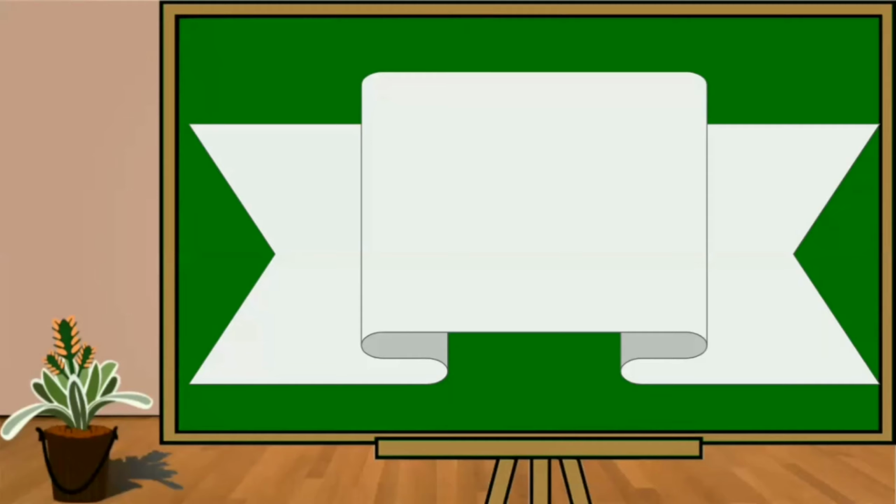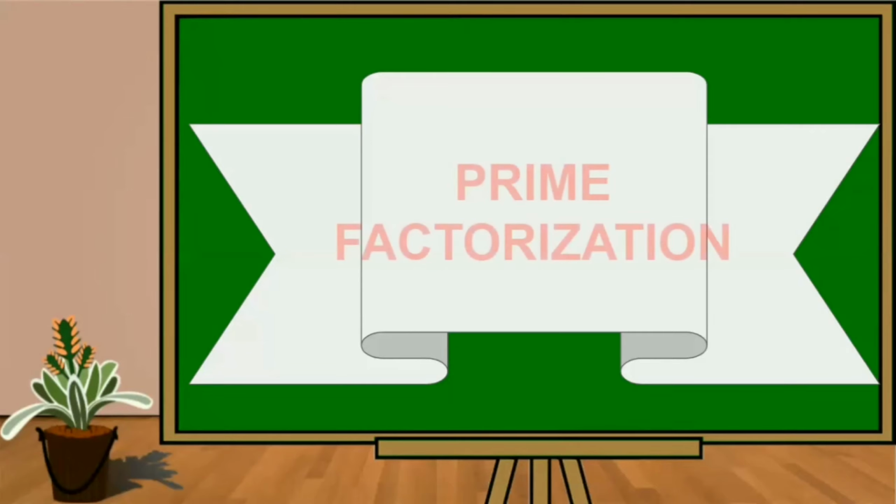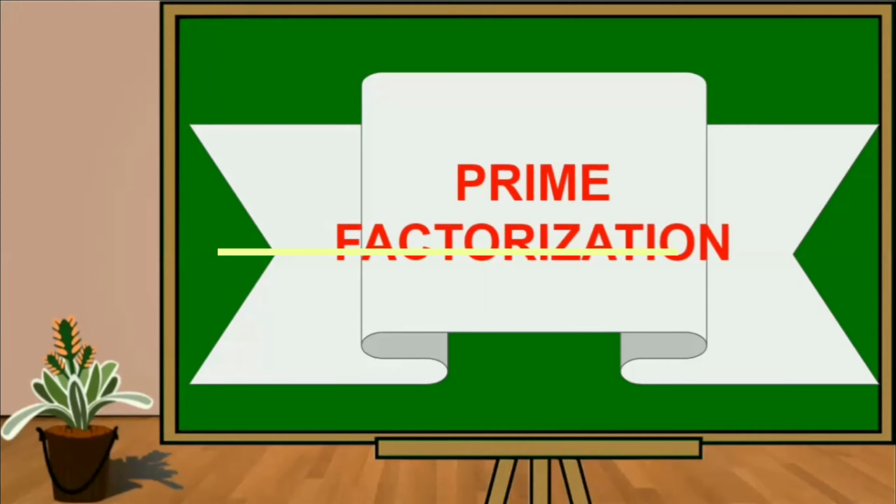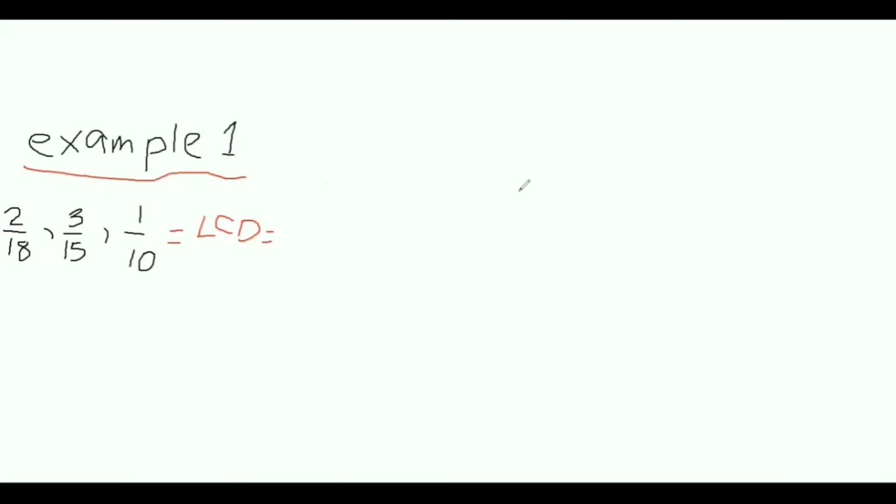Ngayon naman ay magpo-proceed tayo sa ating last but not the least method, which is prime factorization. For our third and final method, which is prime factorization, yung unang example natin ay 2 18ths, 3 15ths, and 1 10th. So what is the LCD of those fractions? So let's see. Kagaya kanina, isusulat lang natin yung mga denominator: 18, 15, and 10.